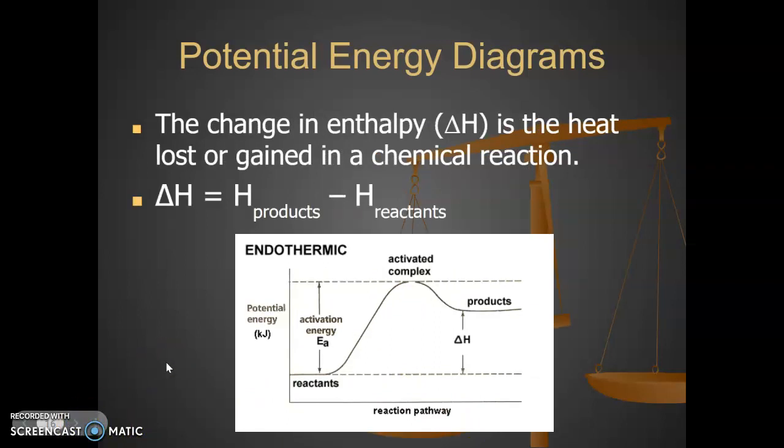And then the change in enthalpy, also known as delta H, is the heat that's lost or gained in a chemical reaction. Okay, so your delta H, if we're going to calculate it, would be the enthalpy of the products, okay, so on the right-hand side, minus the enthalpy of the reactants on the left-hand side. Okay, so you can tell if something is endothermic or exothermic either by looking at the potential energy diagram or by calculating it. So if you were given numbers, you would be able to calculate it as well.